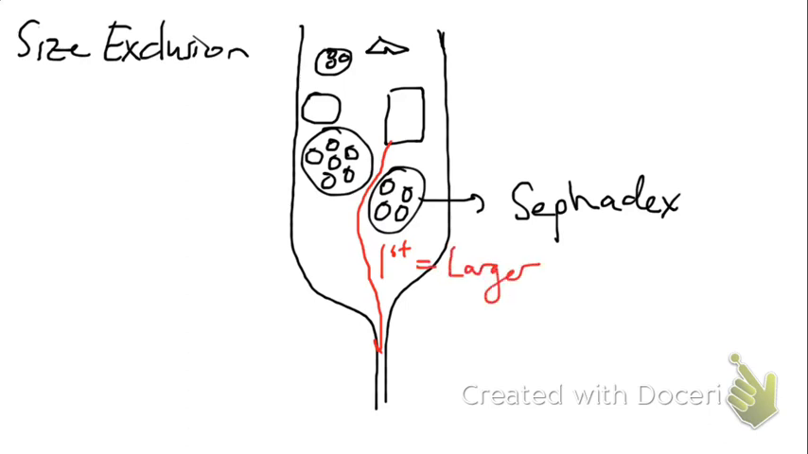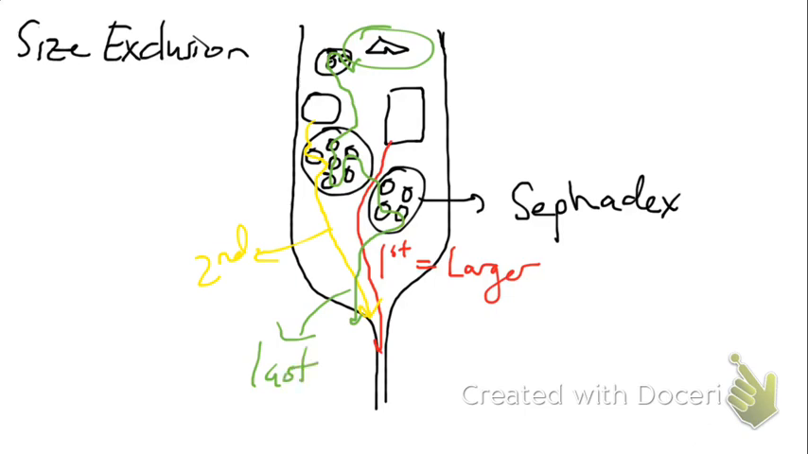Right? The larger proteins will elute first because they cannot enter into the pores. The medium size may occasionally hit 1 or 2, and then they'll come out second. And then the third, the smallest protein, will hit almost every single pore on the way down, and it will come out last. So, with size exclusion chromatography, large proteins come out first, medium proteins come out second, small proteins come out last.